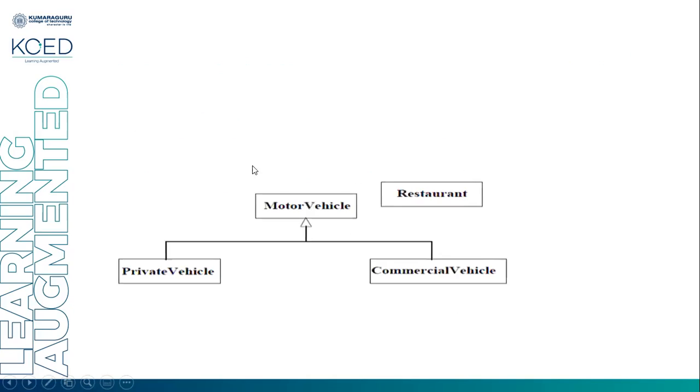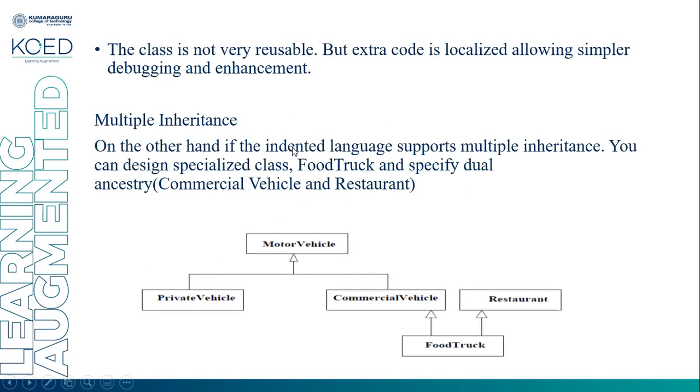The licensing application deals with the licensing of the government agencies. Motor vehicle contains two subclasses: private vehicle and commercial vehicle. Restaurant will handle giving licenses to the various types of restaurants. Absolutely no problem. But a situation occurs. The classes are not very reusable, but extra code is localized, allowing simpler debugging and enhancement.